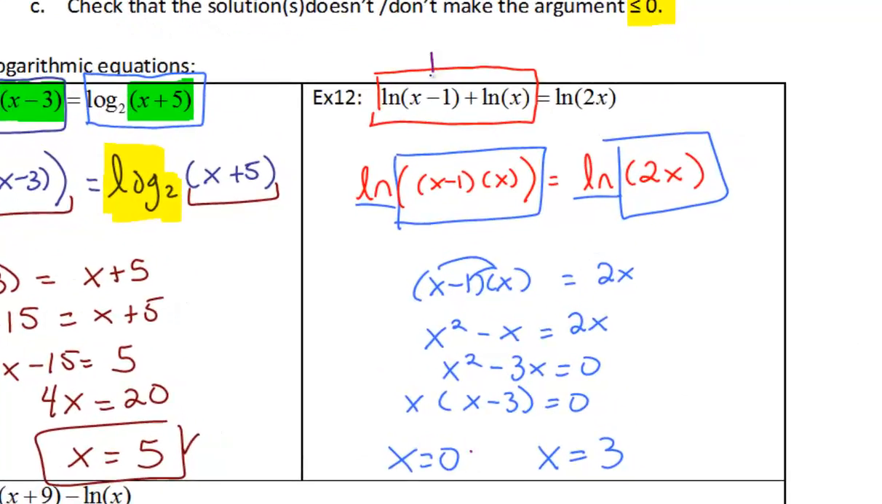x equals 0. If I plug 0 into x minus 1, that would be negative 1. Is negative 1 something that is less than or equal to 0? Yes, because the argument is less than or equal to 0, this answer gets discarded. Right?